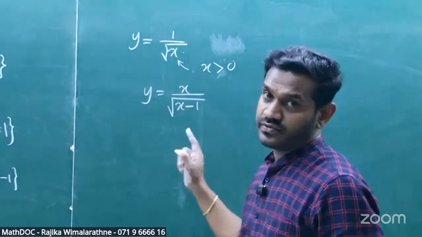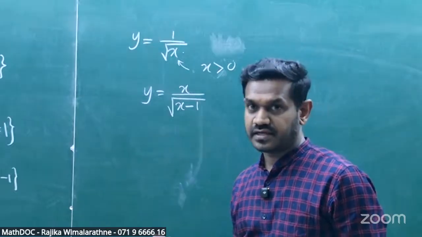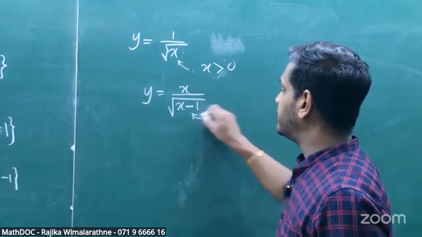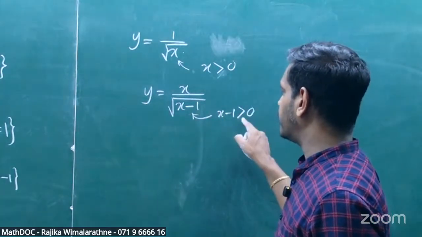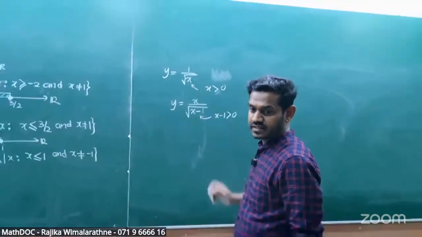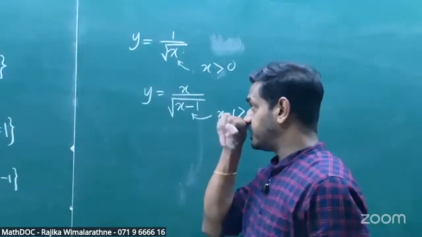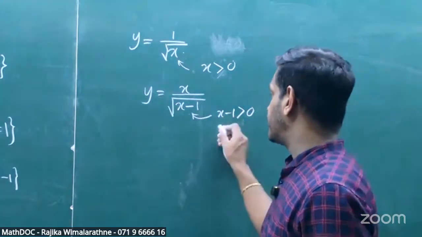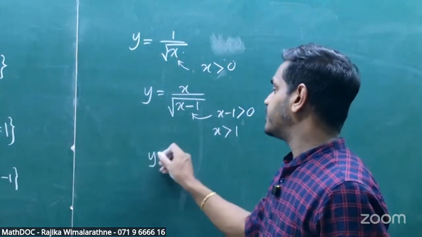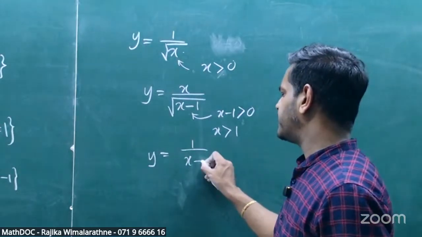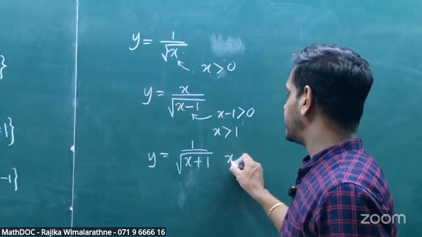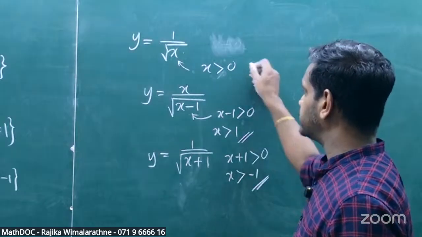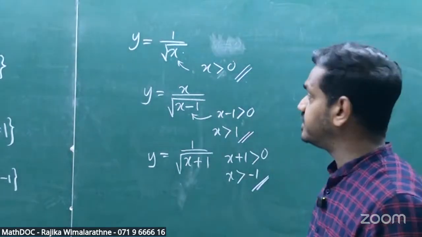Then y equal x over root of x minus 1. Now here we have a square root in the denominator. Then we have to select positive values within the square root, no? Then here take x minus 1 greater than 0, no equal sign here, okay? If we get an equal sign, then that will be denominator 0. We have to remove that one, no? Then here x greater than 1. Then y equal 1 over root of x plus 1. Then x plus 1 greater than 0, x greater than minus 1. Those are the domains.